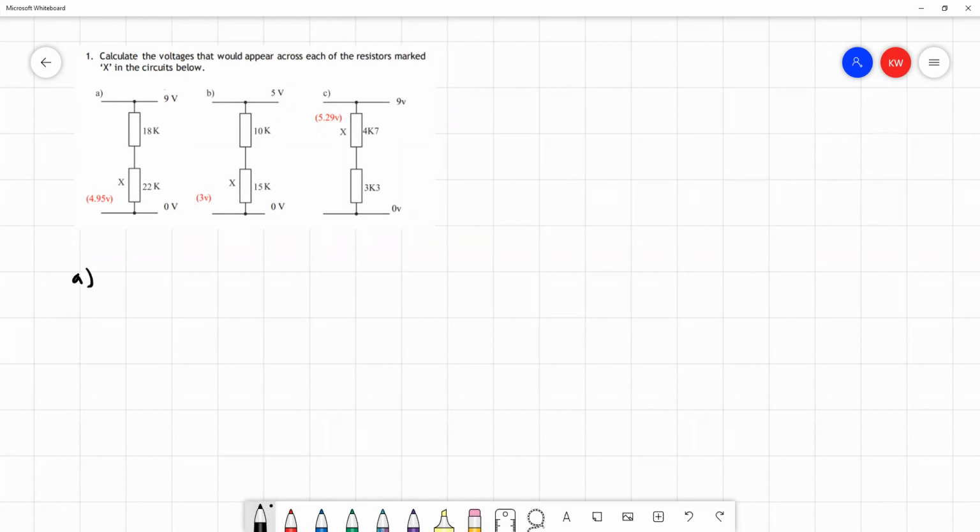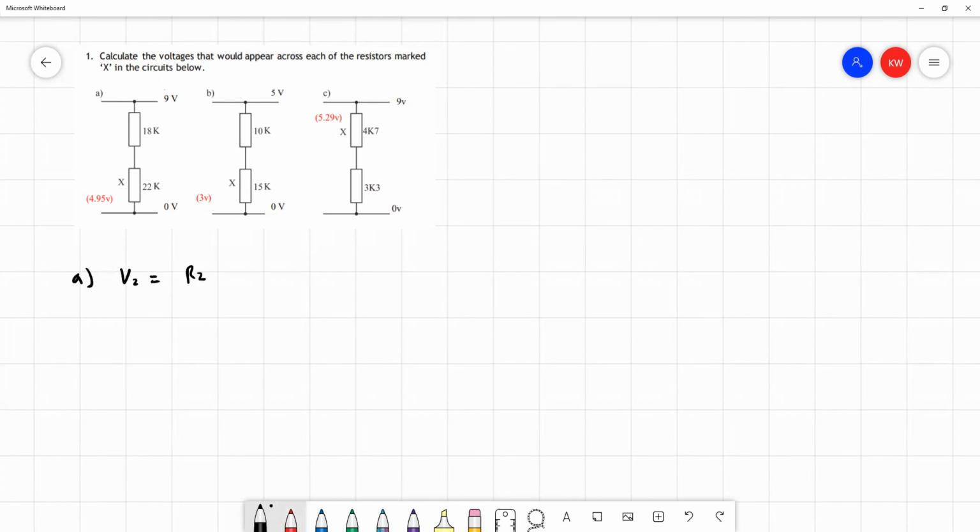In part A, we're told the resistance across both resistors and we're told the supply voltage. And this gives us all the information we need to use our formula for the output voltage from resistor 2. So using the formula we're given, I think on page 47 of the course notes, we can say the voltage across resistor 2, which is what our X value is here, is equal to the resistance of resistor 2.